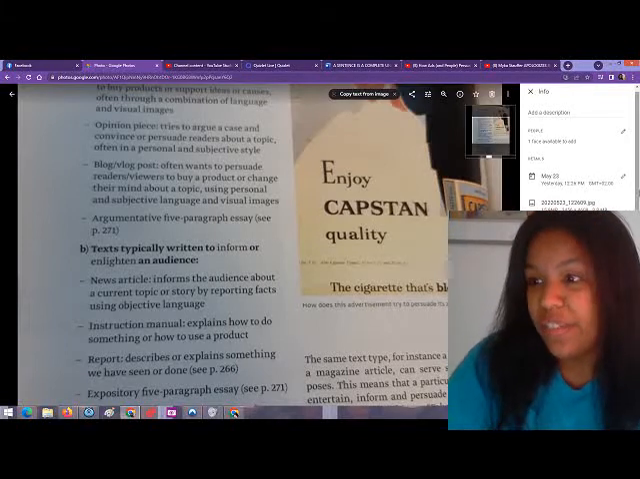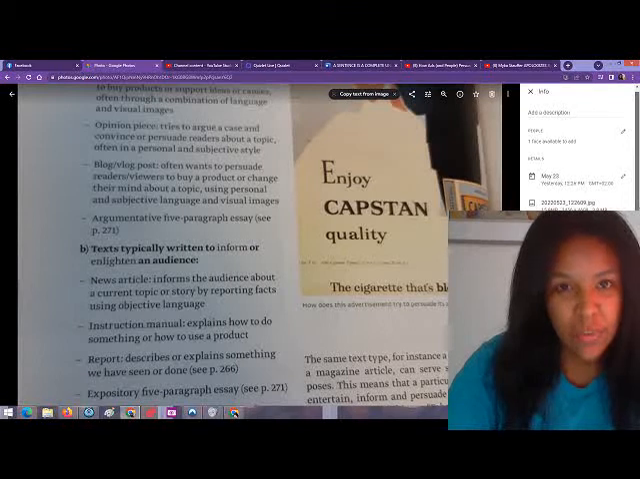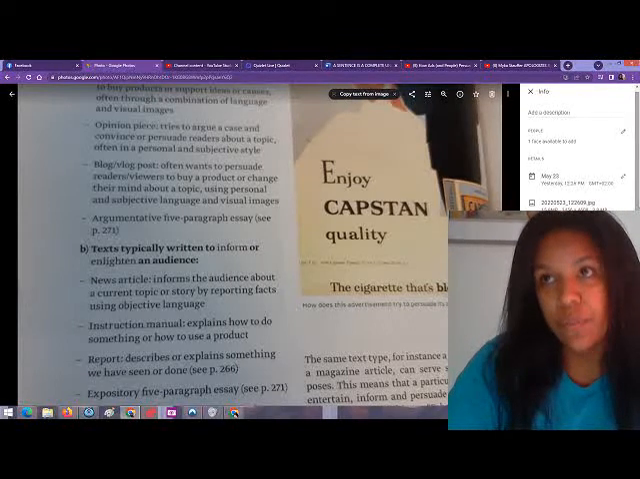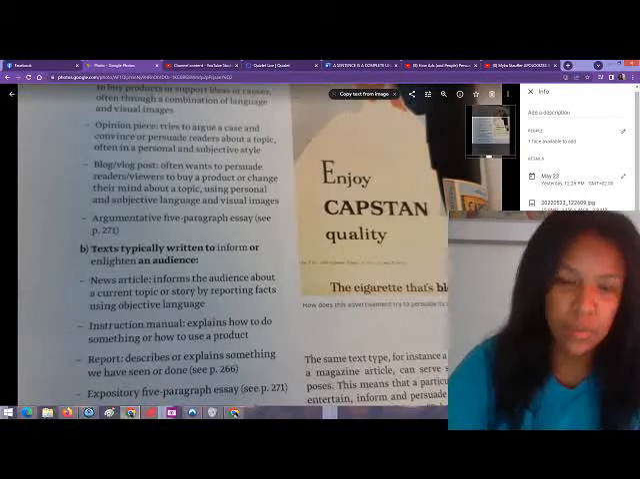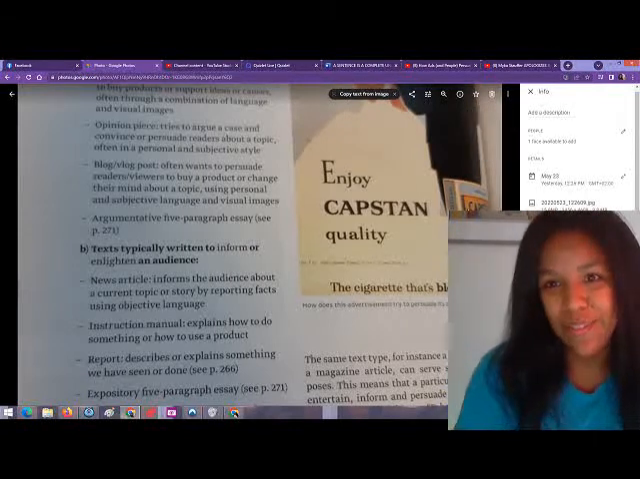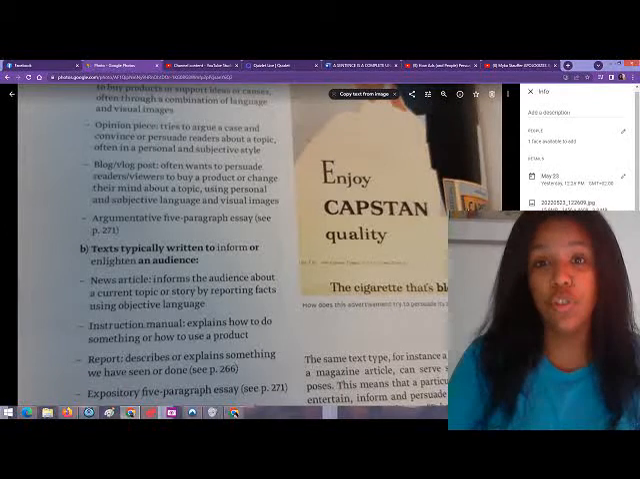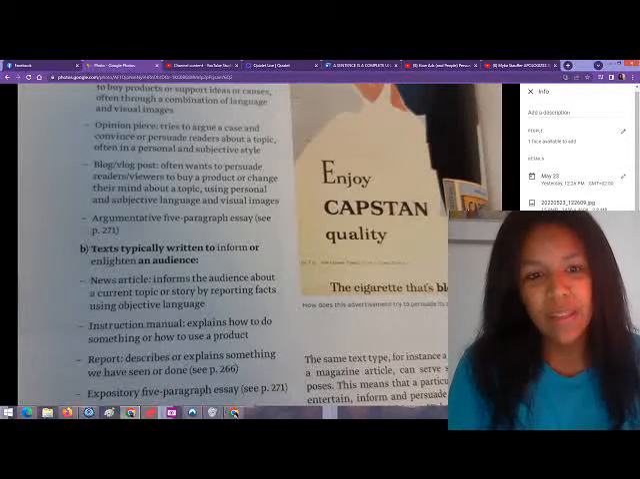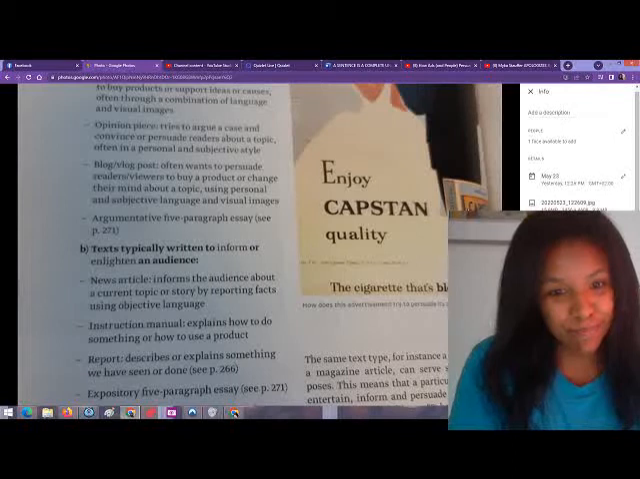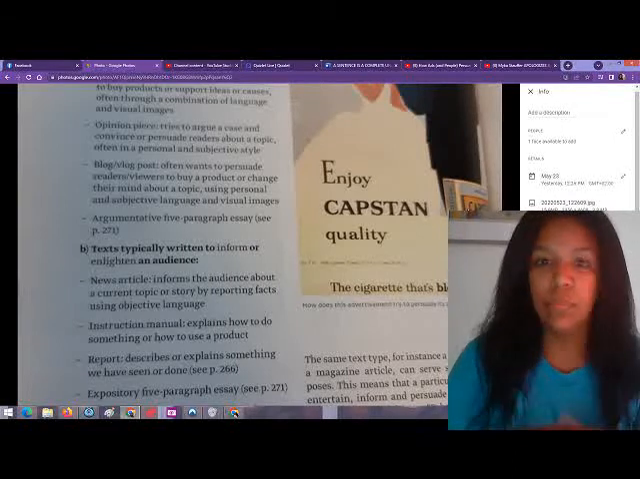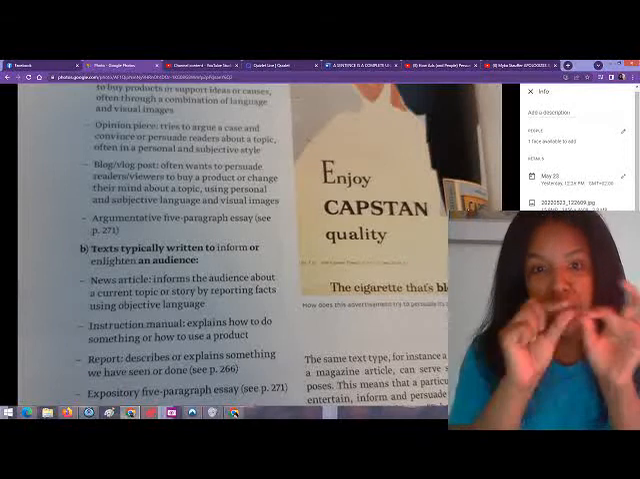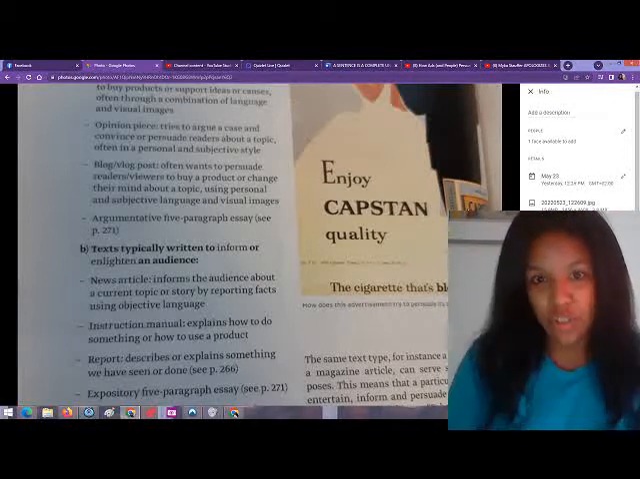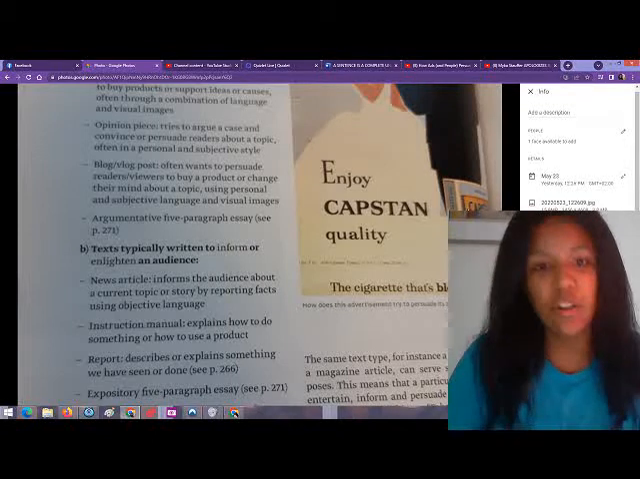Now, there's a different type of text. We talked about persuasion, right? Texts that are written to persuade other people to do something or to buy something or to change their opinion about something. But there are texts that are just to inform people, to give information about a topic. A news article is an example of that. A manual, when you buy a TV, it comes with a little booklet that has explanations on how to use it. That's another type of information type of text. It's a text written to inform somebody.